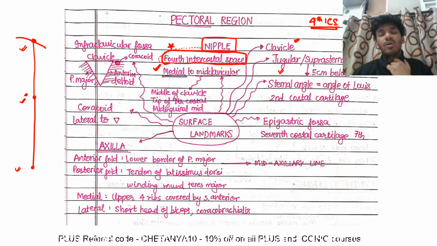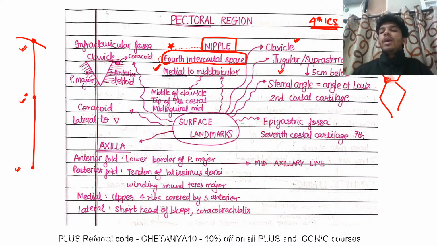And if you come 5 centimeters below it, you will feel there is a prominence. It's basically where your manubrium sterni is merged with the body of your sternum. There at this point, this is known as the sternal angle or the angle of Louis. Alright, this is very, very important as a surface landmark.